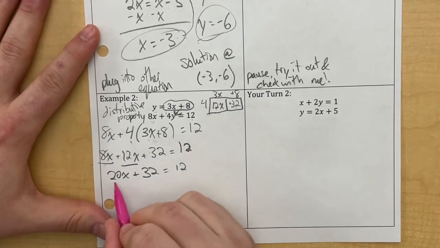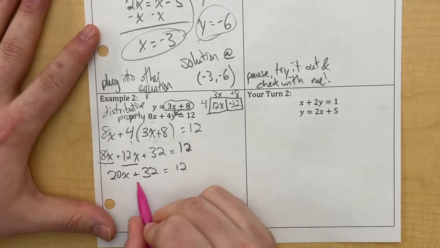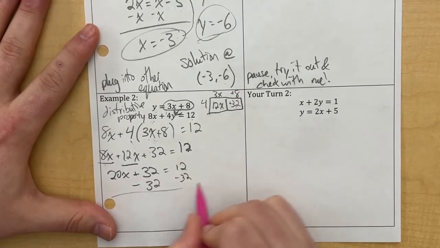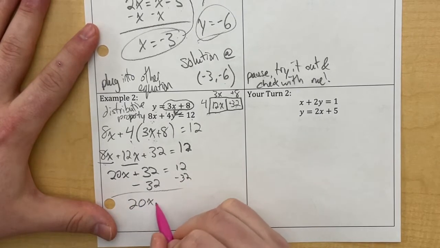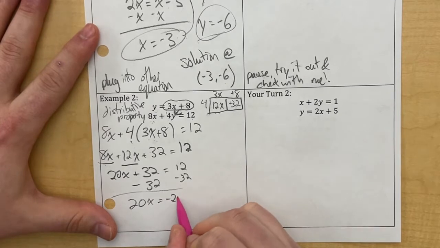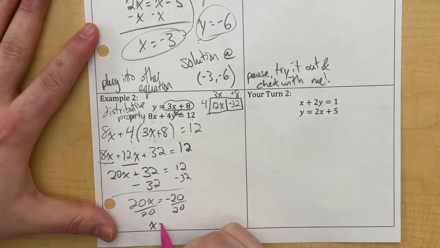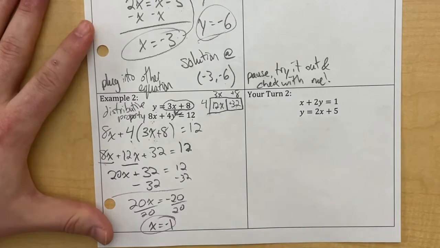Make sure you can get those constant terms onto one side. So I have minus 32 to both sides. And so then I'm going to have 20x is equal to negative 20. And so that just means I have my x value is going to be negative 1.